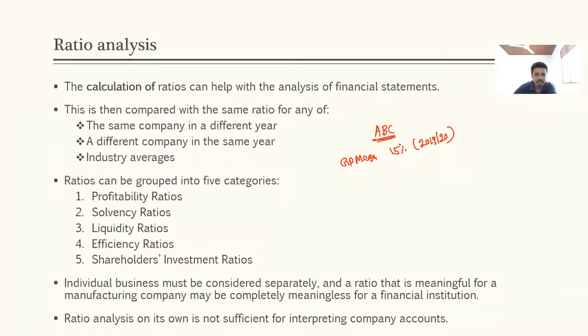ABC company has a GP margin of 15% for the financial year 2019-20. Does this reflect anything? Is it meaningful?